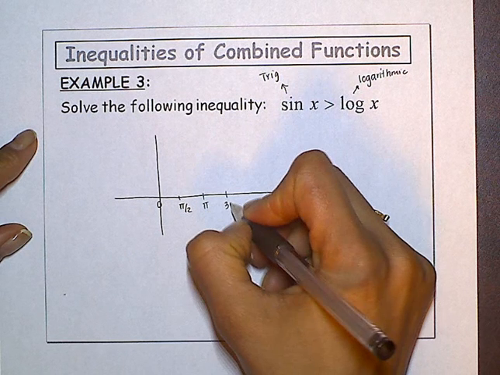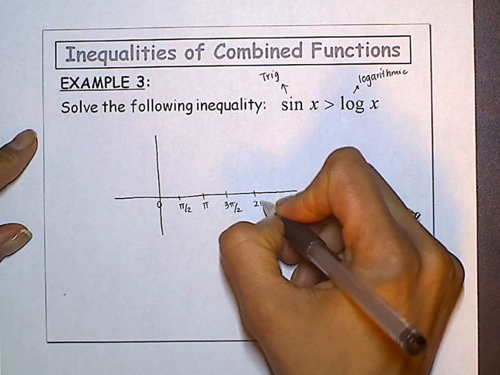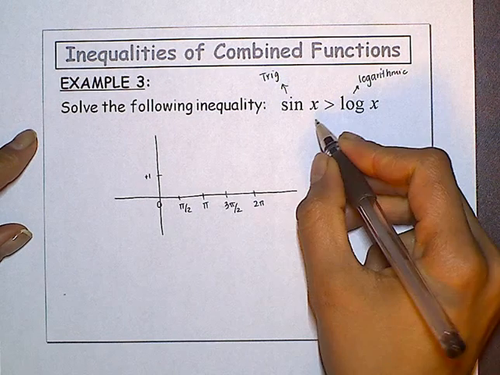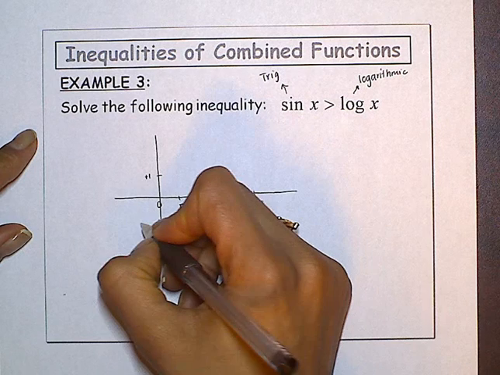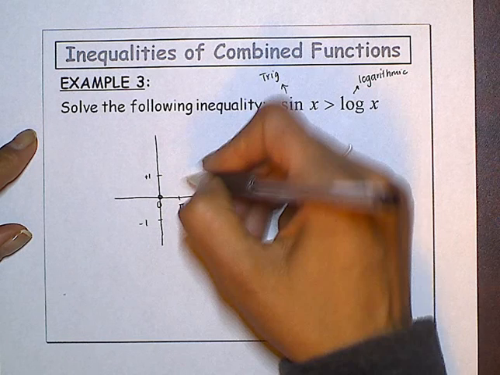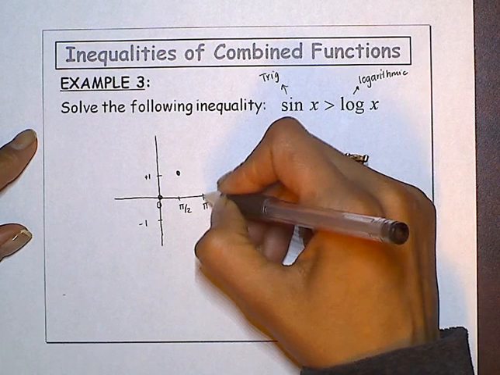I'm going to start off by graphing sine of x first. Sine of 0 is 0, sine of pi over 2 is 1, sine of pi is 0, sine of 3 pi over 2 is negative 1, and sine of 2 pi is 0.